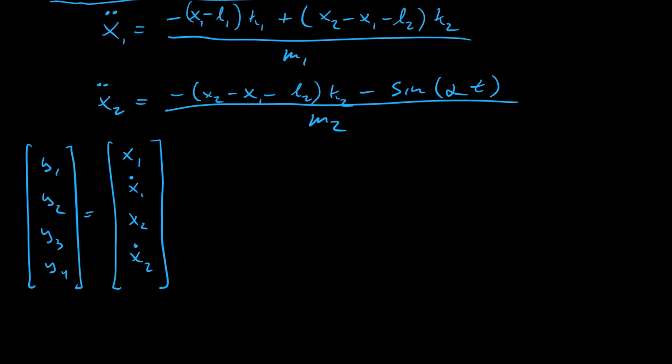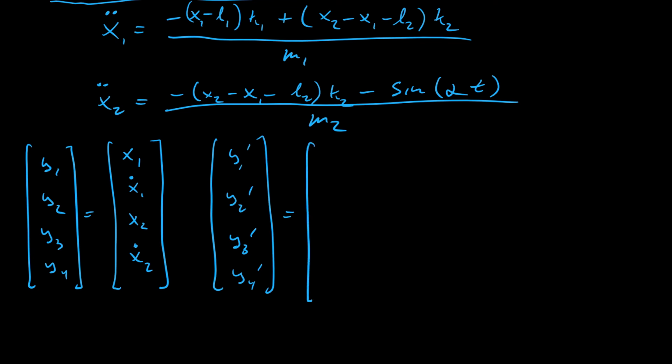Okay? And then now we can define the derivatives of our state space as well. So if we have y1 prime, y2 prime, y3 prime, and y4 prime, then we can essentially do the same sort of derivative on the other side. So we have x1 dot, x1 double dot, x2 dot, and x2 double dot. And then now we know we need to have the differential equations for all this to put into MATLAB, and so we can do that.